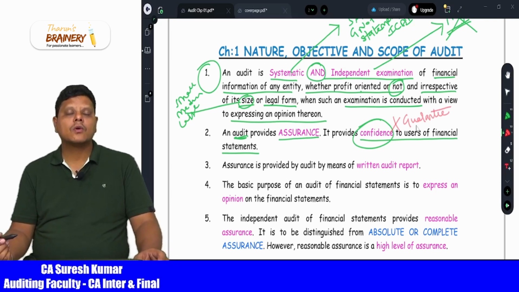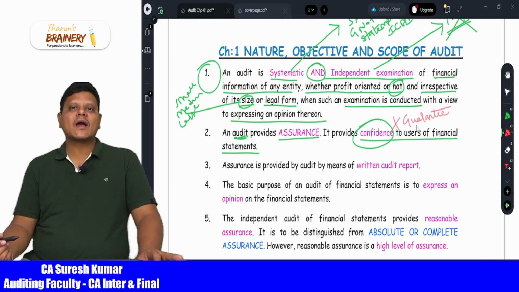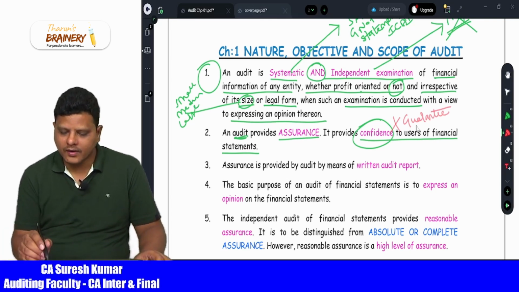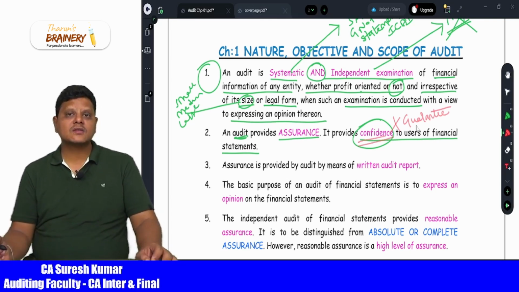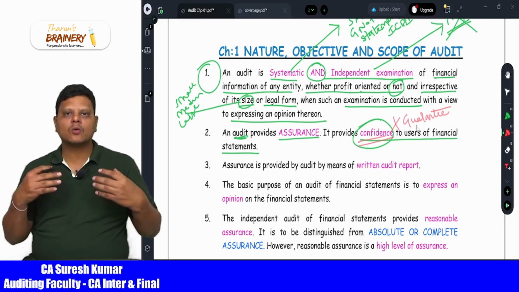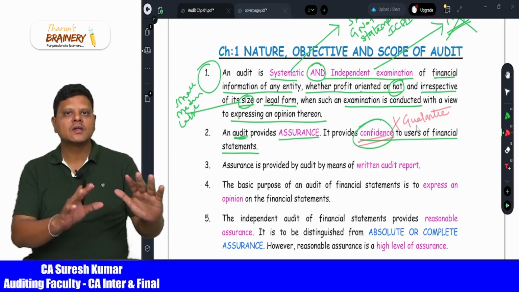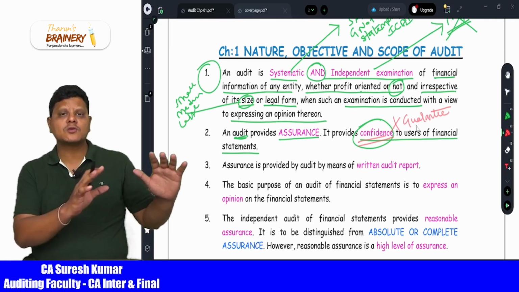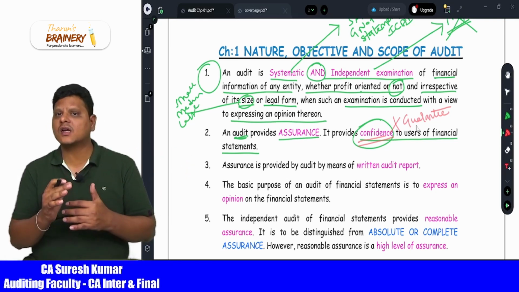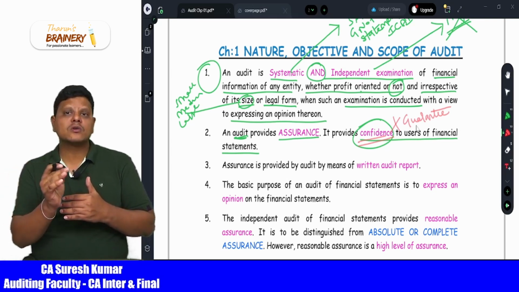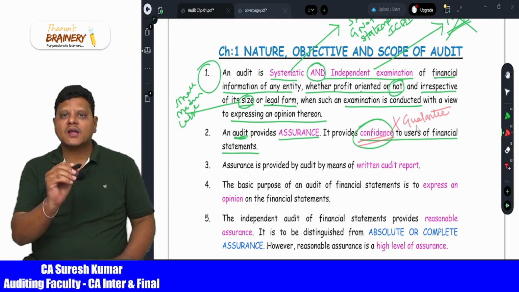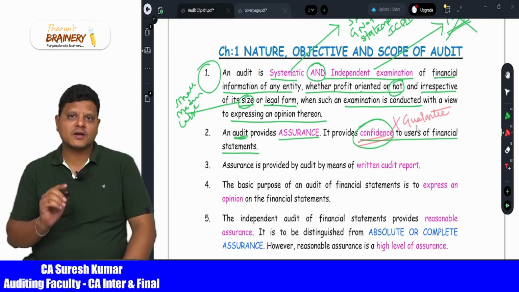Understood? So audit will never give the guarantee to the users, but audit will give what? Only confidence. So the inner meaning of this particular point is, an auditor has given the opinion on the financial statements. Based on the auditor's opinion, somebody should not go and invest in the companies. They have to diligently go through the financial statements. Tomorrow when something goes bad in the company, they should not blame the auditor, because I never gave any guarantee to the users of the financial statements.